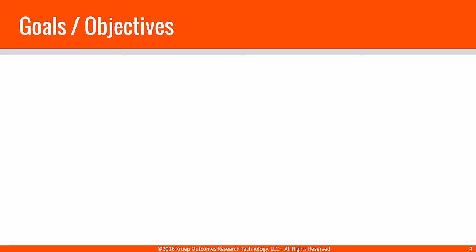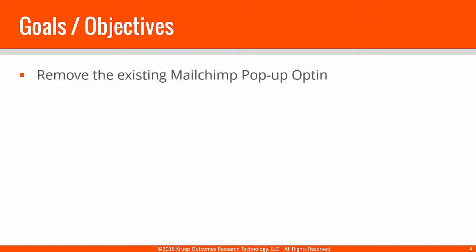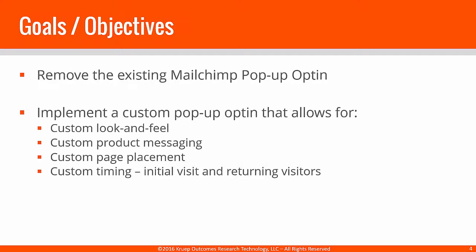So through our discussions with the client, we summarize our goals and objectives as the following. The first is we need to remove the existing MailChimp pop-up opt-in. And then the second is we're going to implement a custom pop-up opt-in that allows for things like a custom look and feel, custom product messaging, custom page placement, and custom timing, both in terms of the initial visit, how long is the delay on the page, as well as when those visitors come back months later, does it reappear at some point in time?